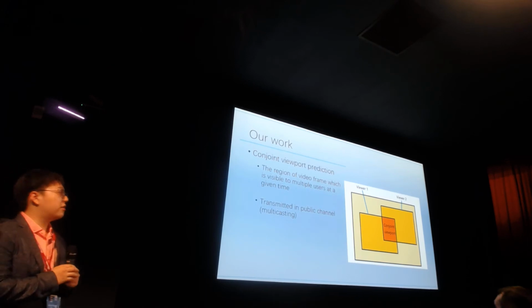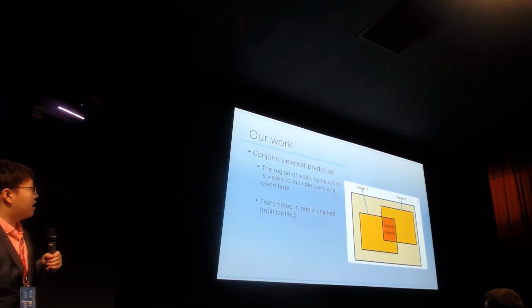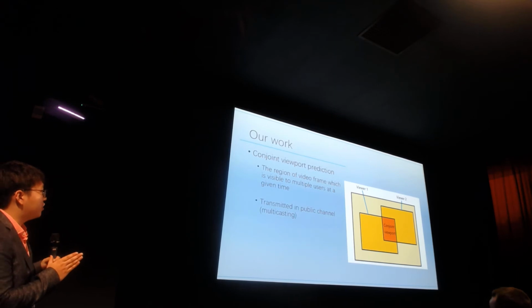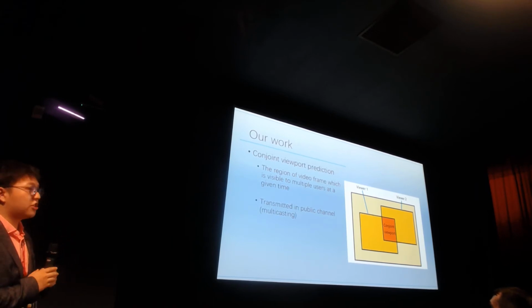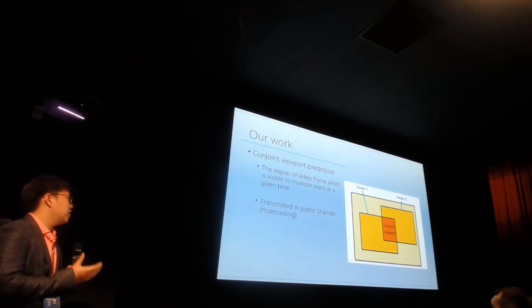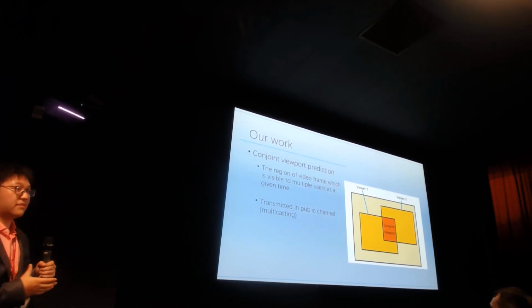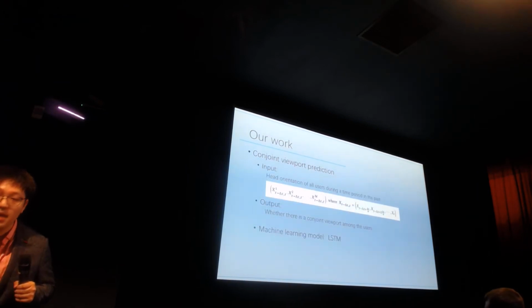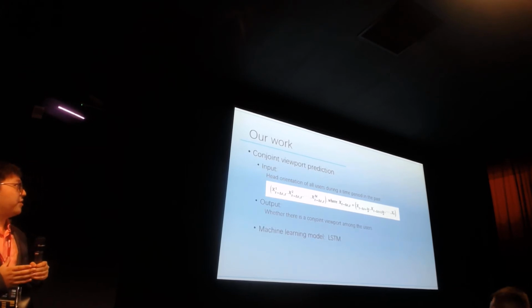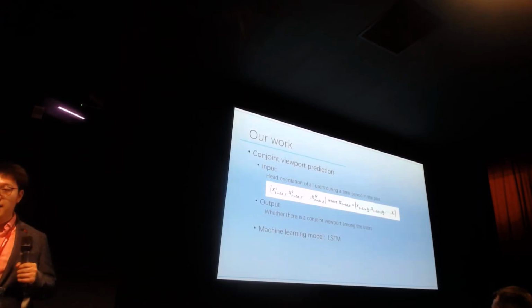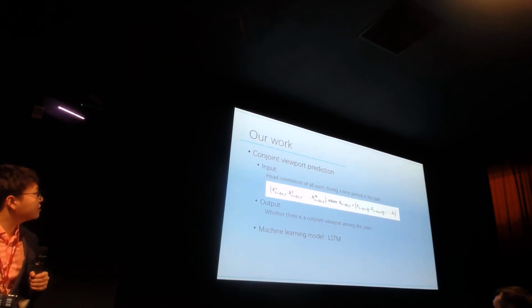And the second part is the conjoint viewport prediction. We first define the viewport, which is the region of a video frame which is visible to multiple users at a given time. And then this part will be transmitted in a public channel by multicasting, so that we can transmit the conjoint part only once. The input of this model is the head orientation of all the users during a time period in the past. And the output is a binary classification, whether there's a conjoint viewport among the users or not. And we also use the long short-term memory to do this.